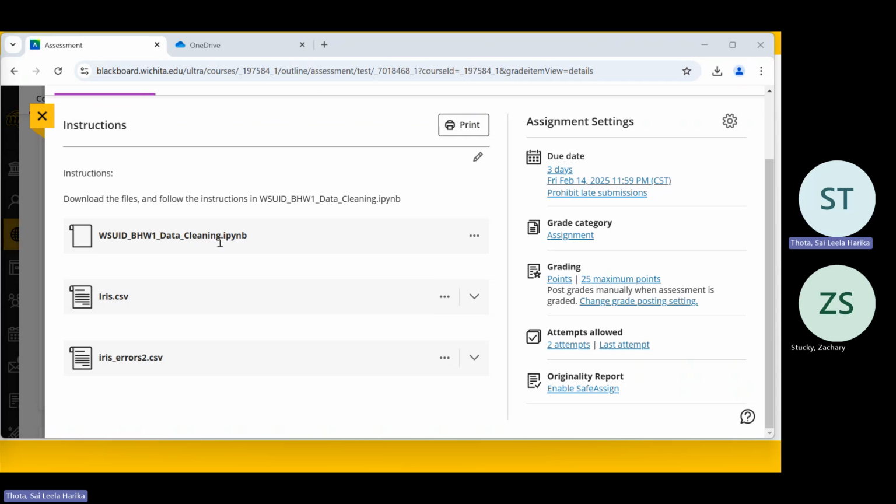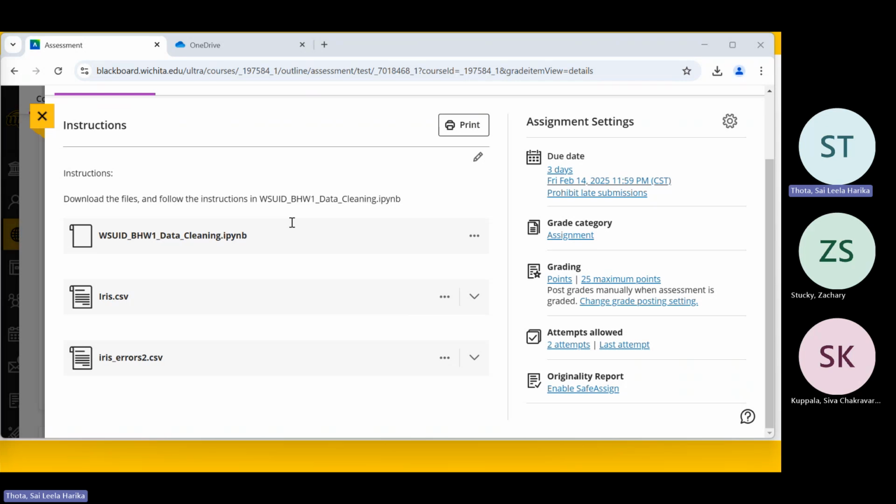All the instructions are provided in this IP1B file. If you open this file, you can find the instructions at the start, and based on those instructions, you need to complete the homework. And you can compare the results with the original file, so that you will understand whether you are doing it right or wrong. If you have any doubts, you can reach out to us on Blackboard or in Teams.